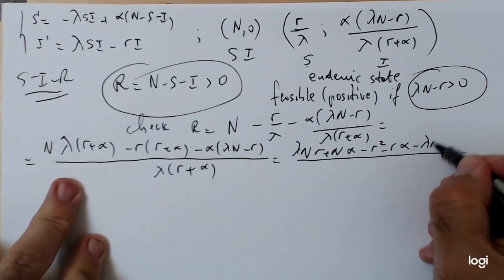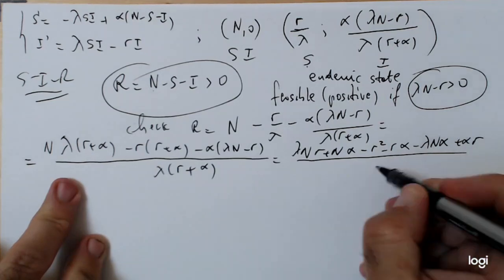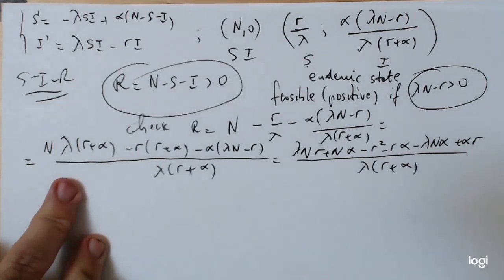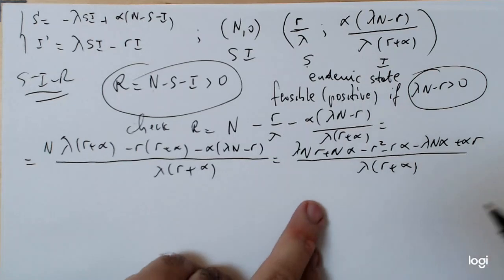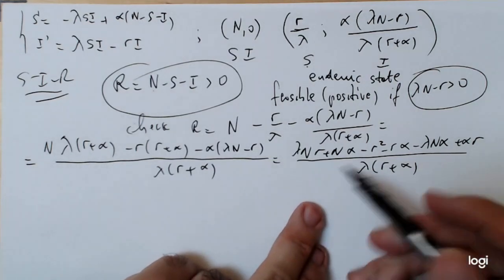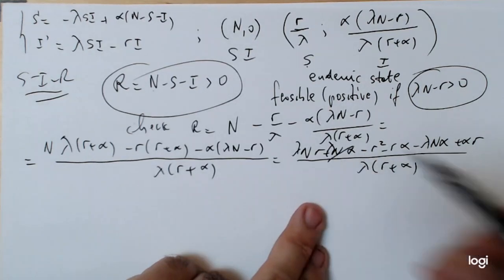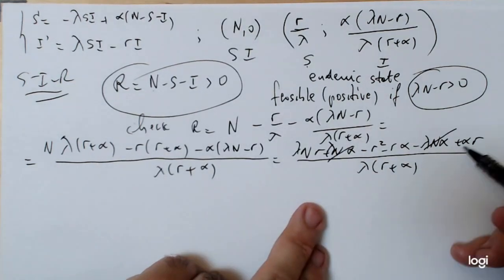Some of the terms will cancel here. That's why I'm going to expand them all first. And I should say that with a little practice, you can anticipate some of these cancellations. I forgot a lambda here, right? So lambda n R plus lambda n alpha. So lambda n alpha will cancel, alpha R.